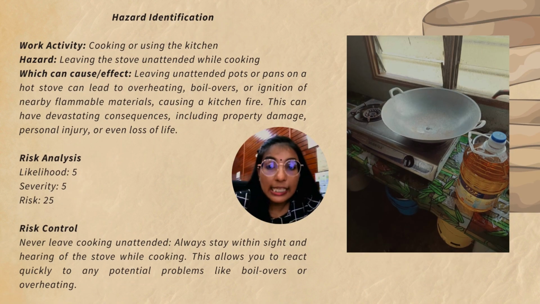So the hazard will be leaving the stove unattended while cooking. Leaving unattended pots or pans on a hot stove can lead to overheating, boil over, or ignition of nearby flammable material, causing a kitchen fire. This can have devastating consequences including property damage, personal injury, or even loss of life. So the risk analysis: likelihood will be 5, severity will be 5, risk will be 25. Risk control: never leave cooking unattended. Always stay within sight and hearing of the stove while cooking. This allows you to react quickly to any potential problem like boil over or overheating as well.